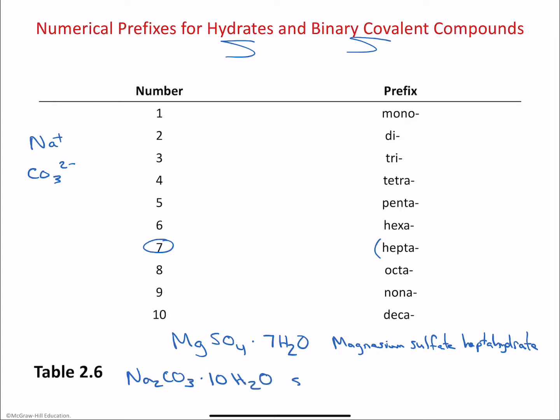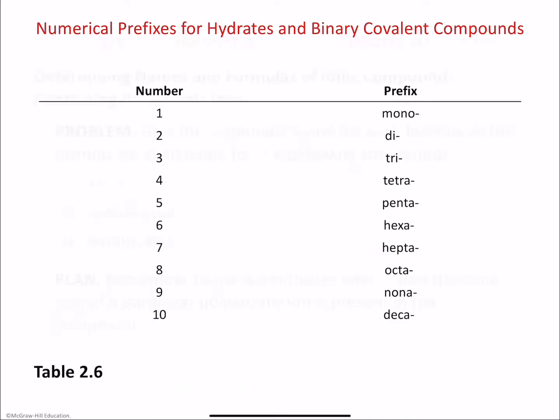So this would be sodium carbonate. I have 10, so it would be deca. So decahydrate. So you need to know all of these prefixes: mono, di, tri, tetra, penta, hexa, hepta, octa, nona, and deca, because any one of these could come up in the class.